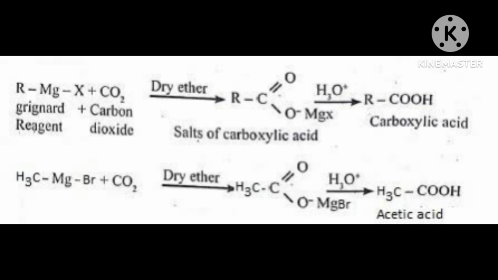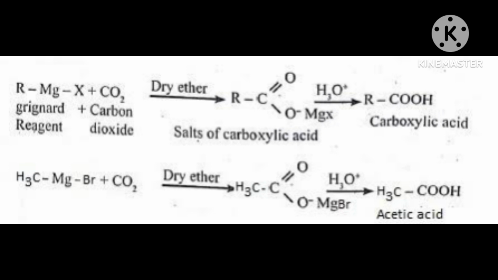Now just understand, in the place of the methyl group, a phenyl group, a benzene ring, is attached on both sides. In the place of the CH3 alkyl group, a phenyl group is attached. Then it is called benzoic anhydride.